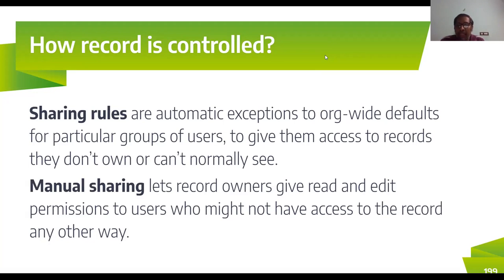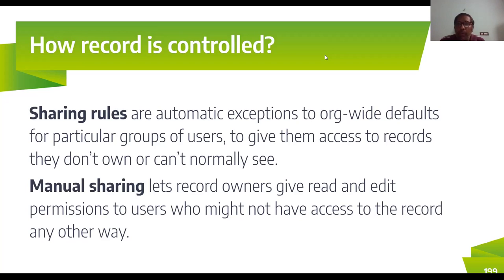So it is an automatic exception. You know what an exception is, right? It is nothing but like how we handle errors, right? So it is an automatic exception to organization-wide default for a particular group of users, to give them access to records they don't own or can't normally see. So sharing rules are called an automatic exception to org-wide default for a particular group of users, right? To give them access to the record.